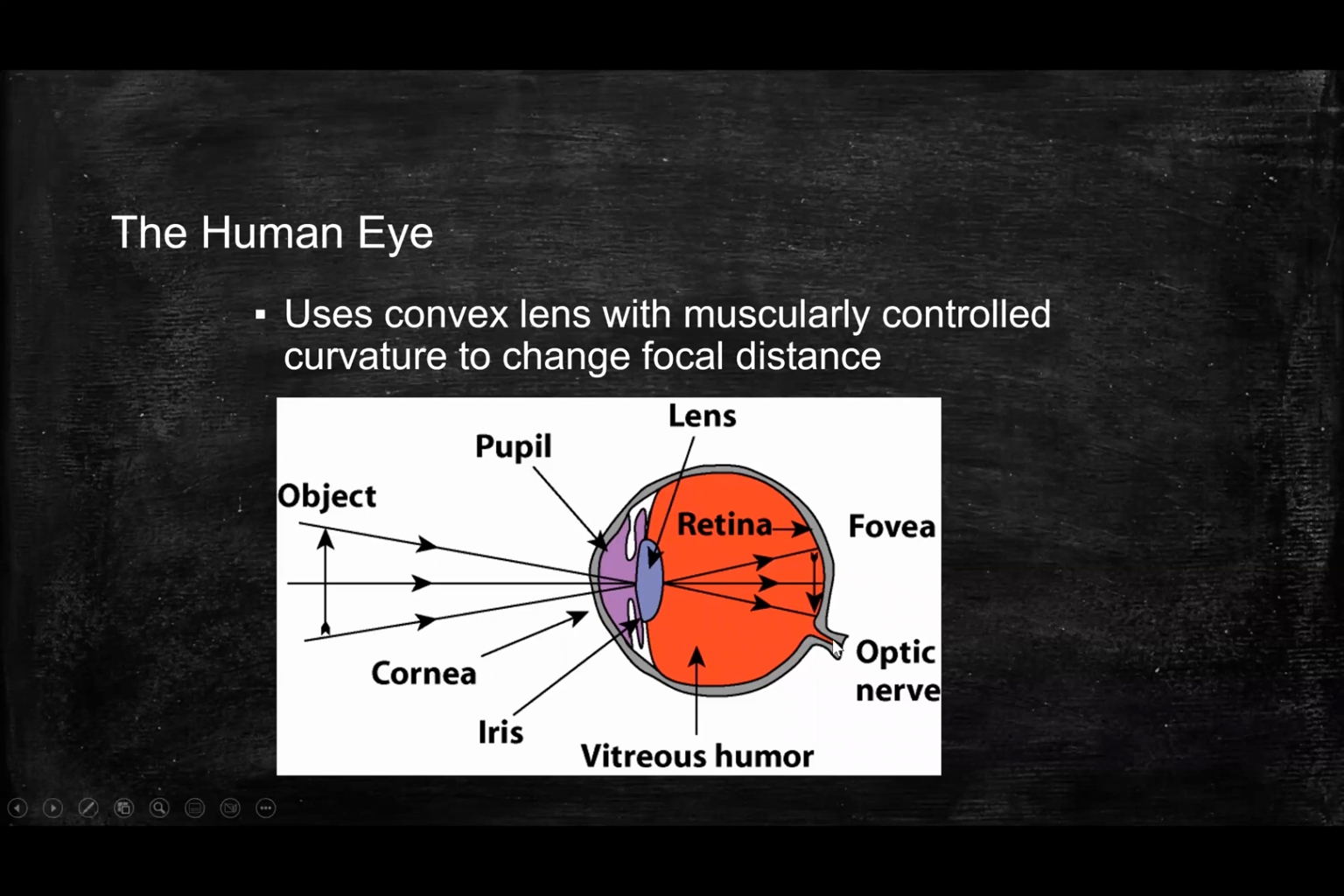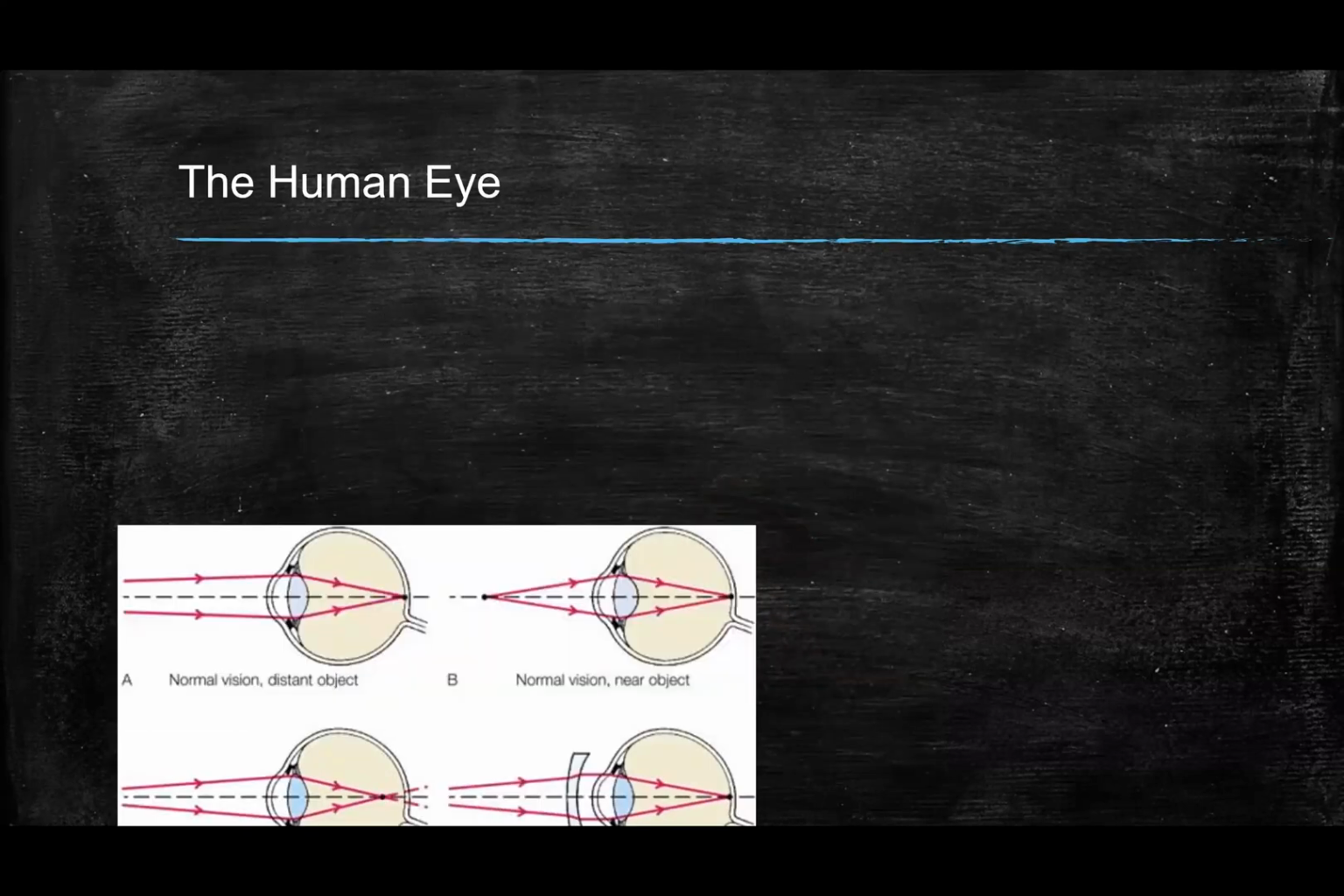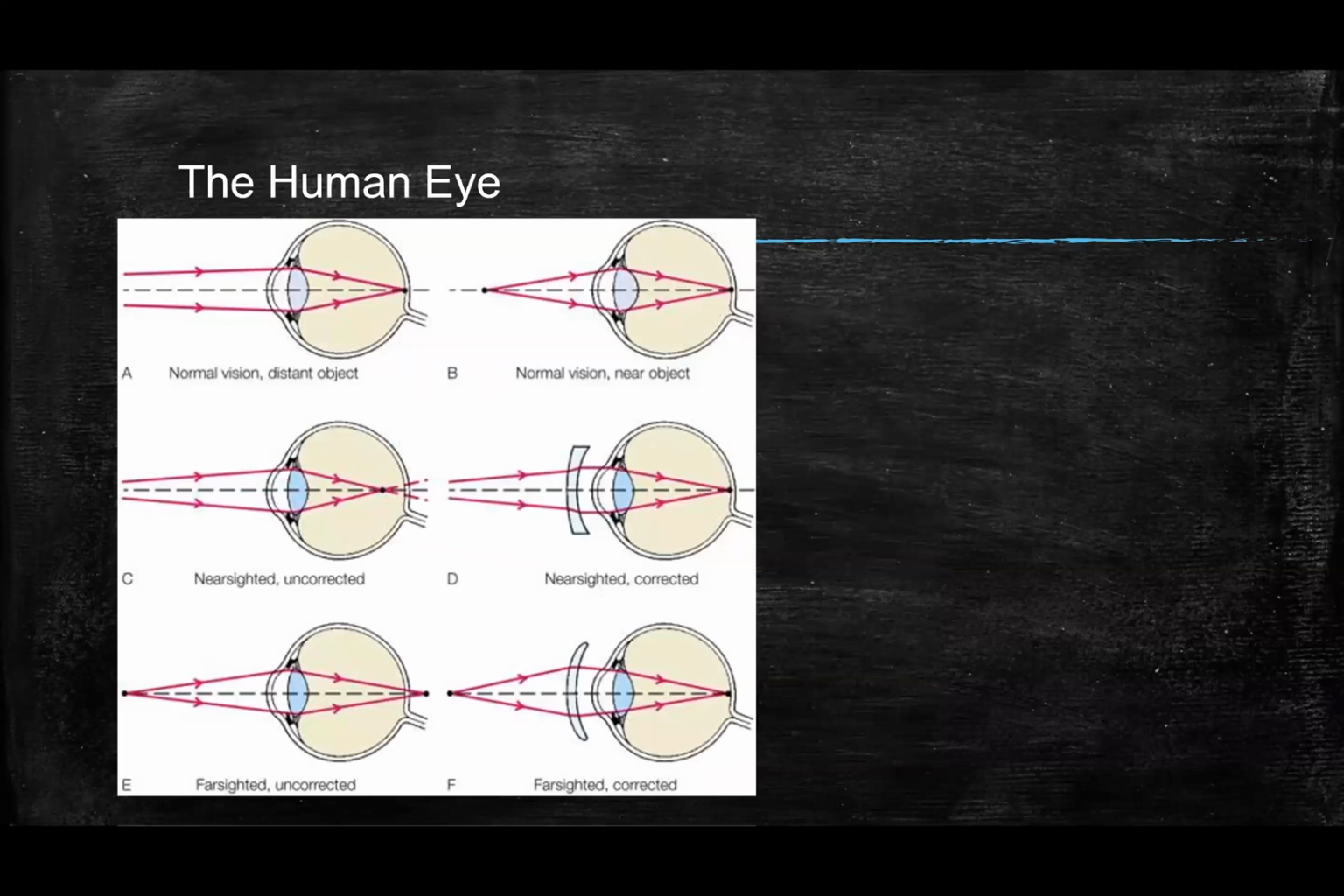That image is sent via the optic nerve. Our brain interprets it, flips it right side up, and we are able to detect the image. So what happens when we have defects in our eyes? When the muscles in our eyes cannot really make that image form on the retina.